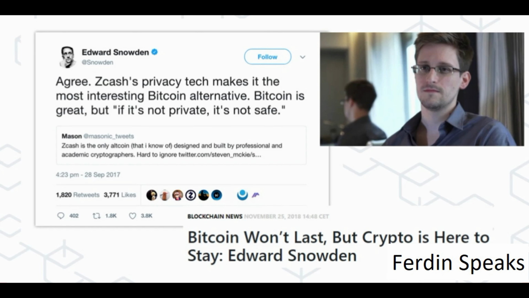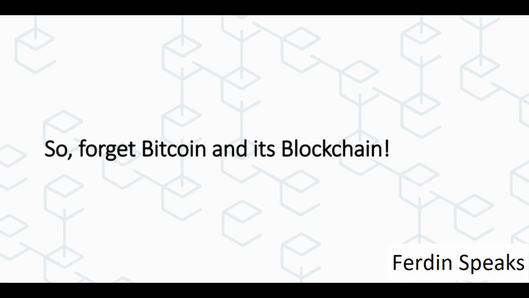Here you can see the news interview with Edward Snowden about Bitcoin and its future. He says that Bitcoin does not have much of a good future, but crypto is going to stay. So in this aspect, how we are going to manage blockchain, we are going to use smart contracts. So forget Bitcoin and its blockchain.